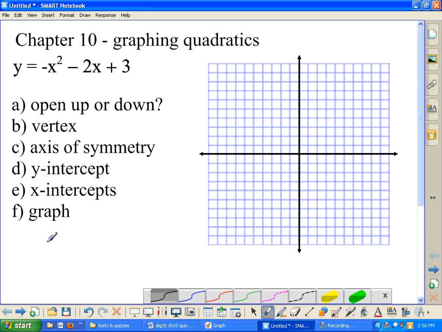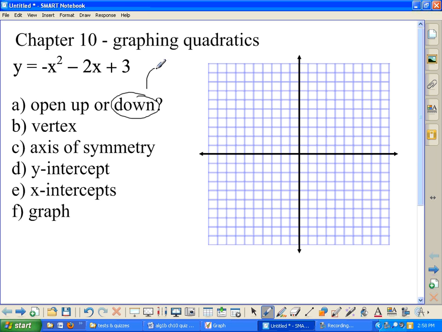So this problem here, you have the negative in front of the x squared, so remember that means that the parabola will now open down, which means it will have this shape. And to find the vertex, again, we're going to do the opposite of b divided by 2a. So you have the opposite of negative 2, that's a positive 2, divided by 2 times negative 1.